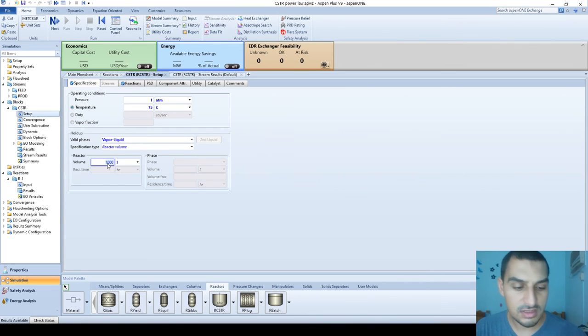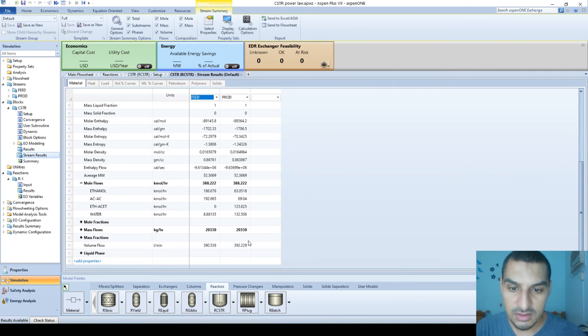For instance, if I make it 2000, so I'm doubling it now, and by doing the run and going back to the stream results, we'll see that it's not that much change, 123. So it seems that it reached the maximum conversion. You can play with it just to find the equilibrium conversion, or to know the maximum conversion that you can reach.